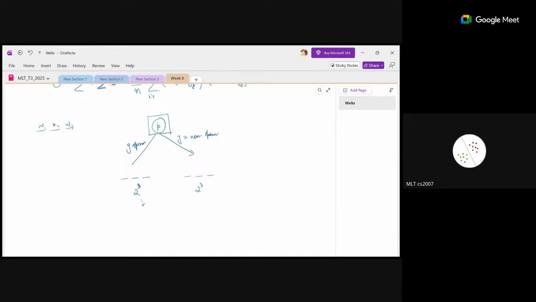Now, if you have to estimate the total number of parameters here, this is one parameter that you need to know. What about if I am looking at this case? How many parameters do we need to know? We need to know 2 to the power 3 minus 1. Okay? And how many times does it occur?